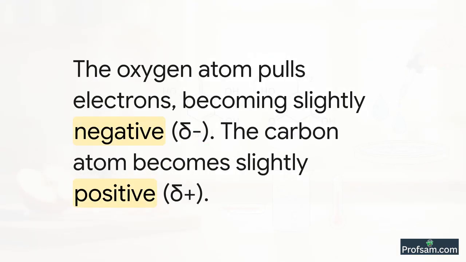So let's be very clear about what is happening at the atomic level. The oxygen atom, because it is pulling the electrons closer, gets a small negative charge. We represent this as delta minus. This leaves the carbon atom with a small positive charge, or delta plus. The separation of positive and negative charge is what we call a dipole.